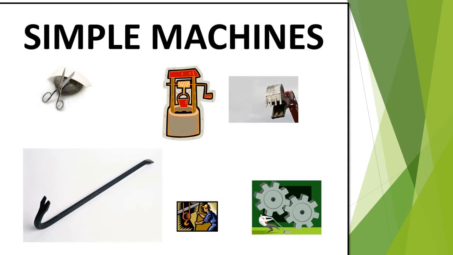As we read that machines make our work easier, and work means using force to move an object by pushing or pulling. Simple machines move objects by lifting, pulling, pushing or rolling them. As you can see, there are some examples of simple machines, and with the help of these simple machines you can use less force to do more work by lifting, pulling, pushing or rolling them.